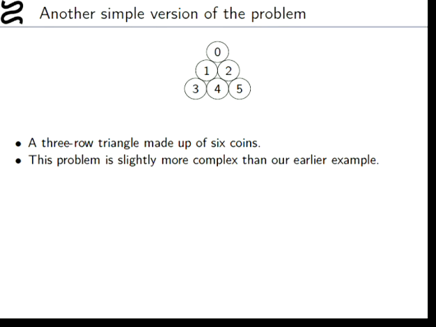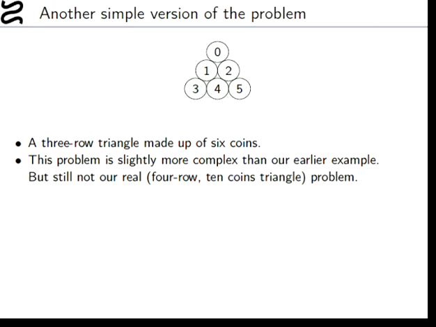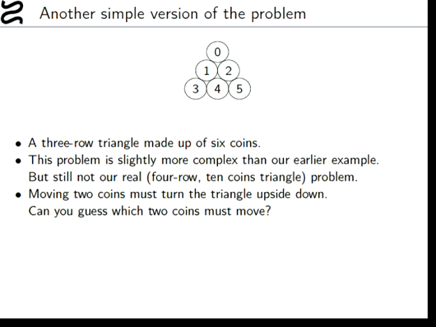This problem is slightly more complex than our earlier example problem, but still not our real 4-row triangle made from 10 coins problem. This problem's constraint is to move 2 coins and turn the triangle upside down. Can you guess which 2 coins must move?